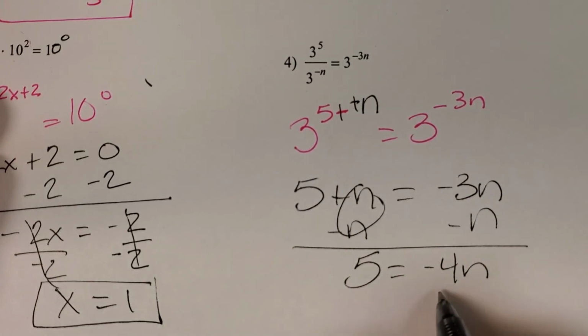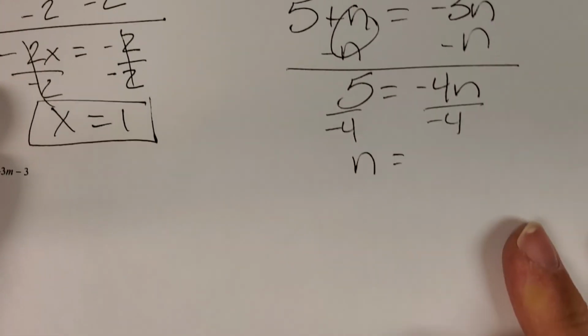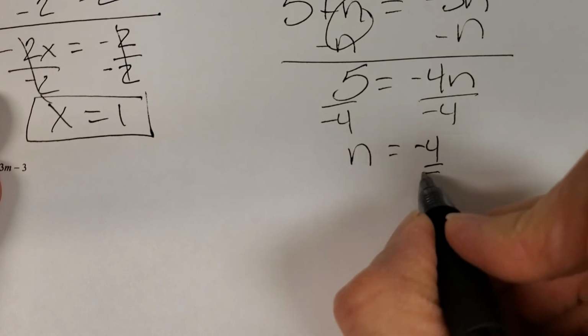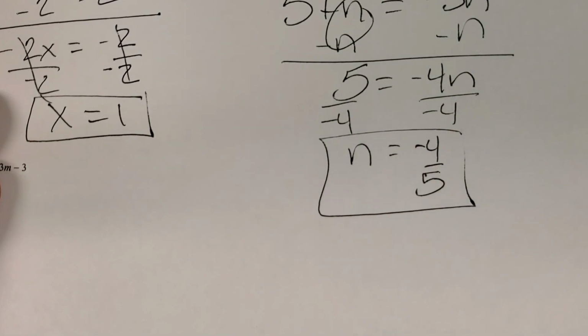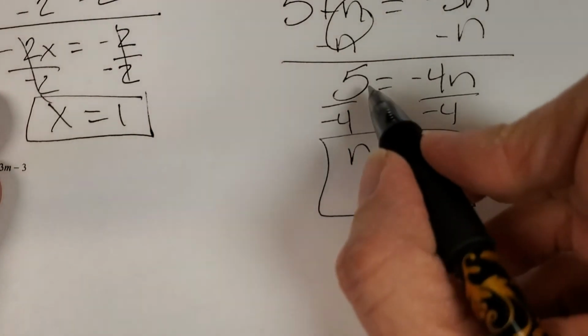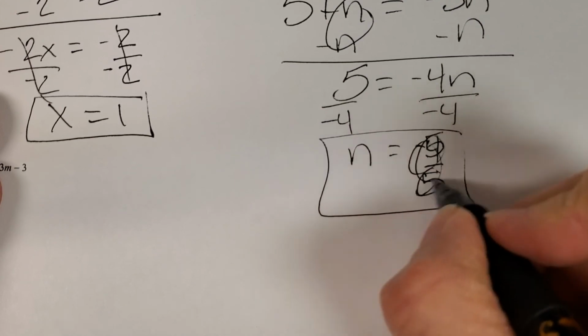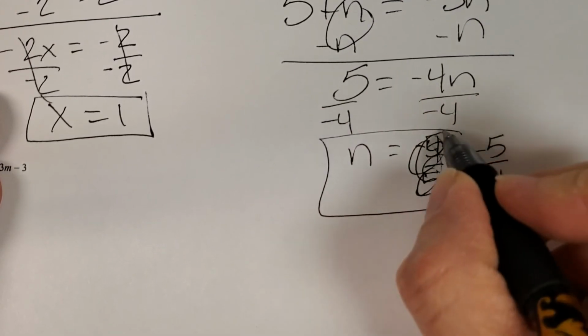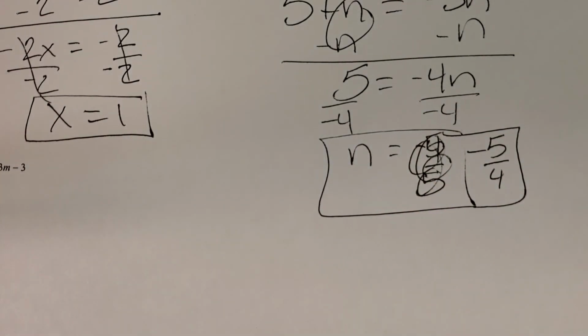And then finally, to get n alone, I'm going to divide by that coefficient, and I get n equals negative 4/5. I'm sorry. That would not be negative 4/5. That would be negative 5/4. Alrighty. Maybe you caught that before I did.